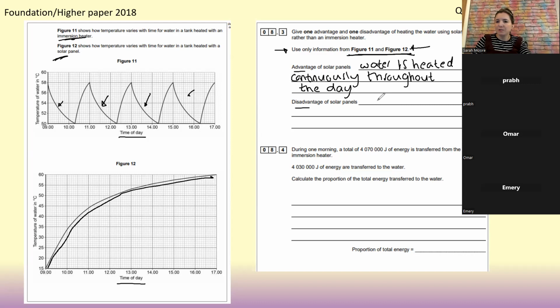Now, disadvantage of solar panels, remember it needs to come from the figures. Well, the disadvantage is that imagine you wanted a shower at 9 o'clock in the morning, 9 a.m. You're going to have a very cold shower. Even if you wanted a shower at 10 o'clock in the morning, still pretty cold. Before you get a comfortable temperature of water, we're later on in the day. So that's a disadvantage. The water takes a long time to heat.